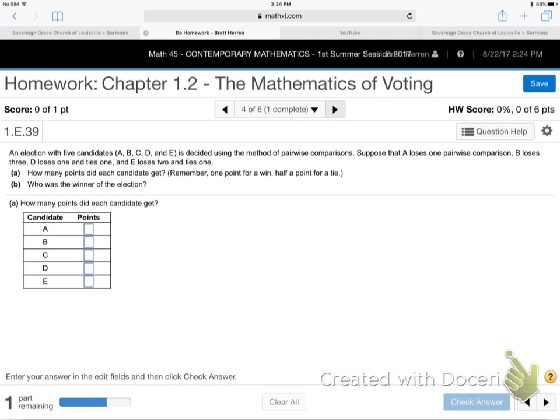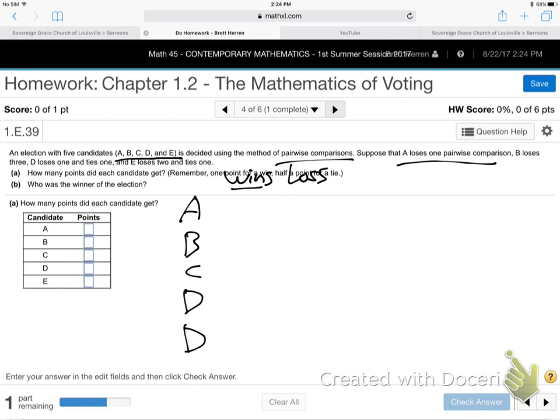Let me help with this. So 5 candidates, and they're doing the pairwise, the tennis tournament thing, the 1-to-1. Suppose that A loses 1. So here I'm gonna come over here and make this a little bigger. A, B, C, D, wins, losses, ties. Okay, so A loses 1.